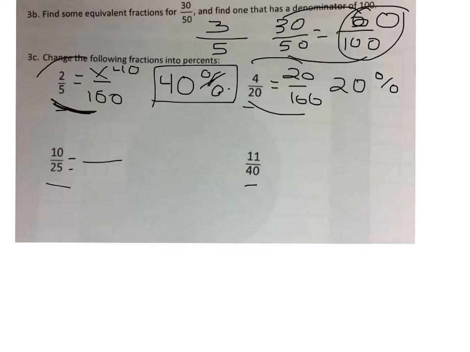This next one, changing that bottom number to 100 again. I'm getting 4 times bigger on the bottom. I'm going to have to get 4 times bigger on the top, which means it's going to be 40 out of 100, which is the same as 40%.